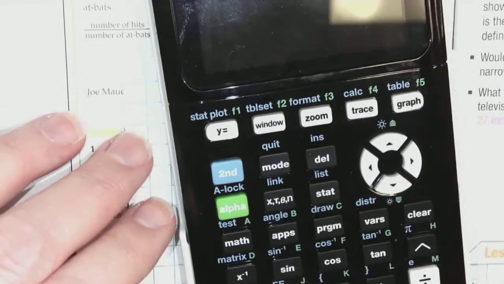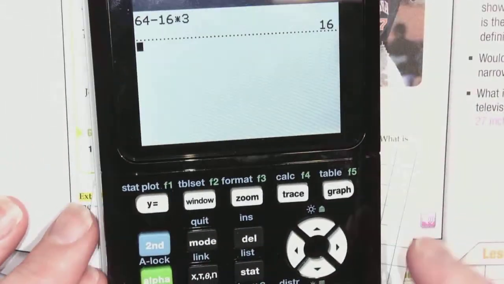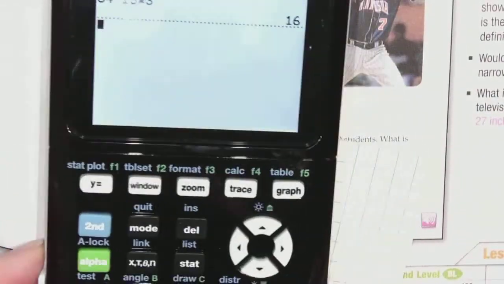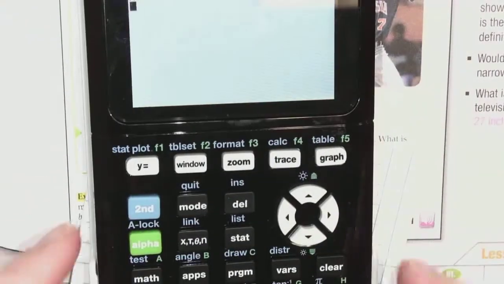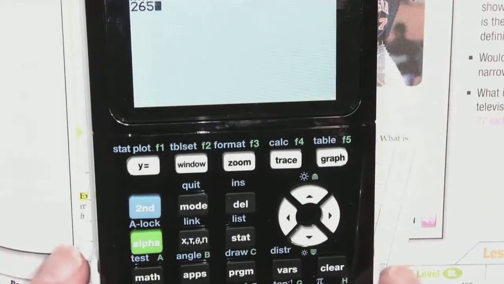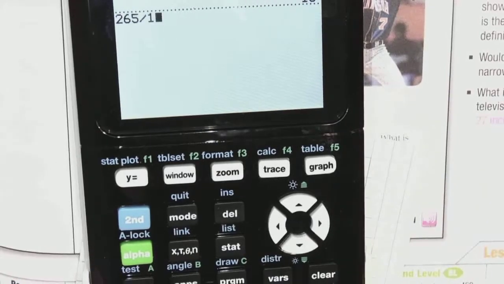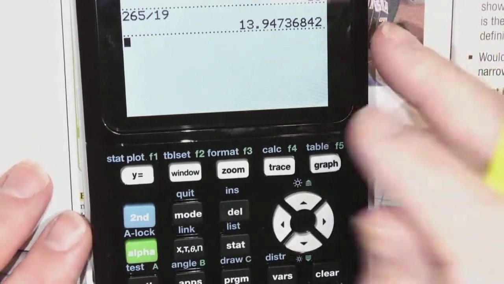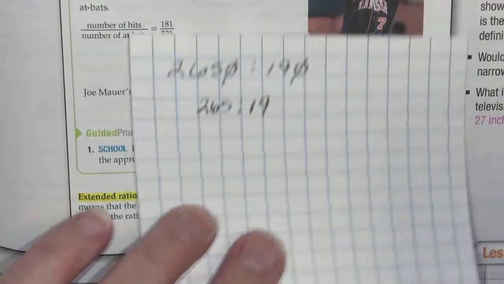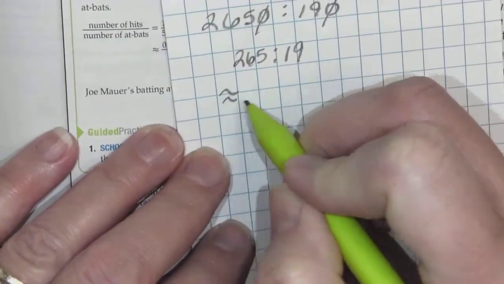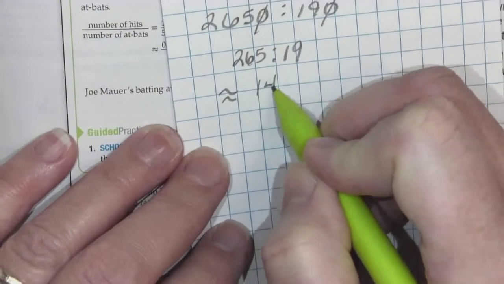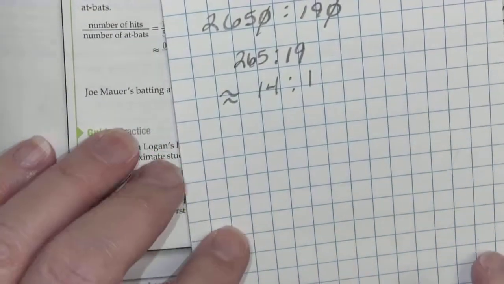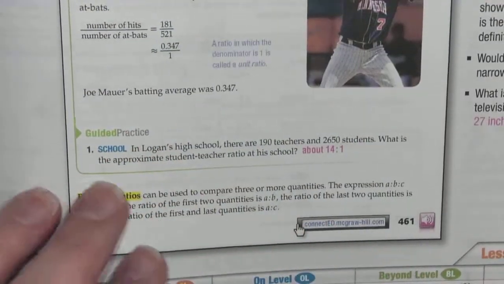I can do that. So if we turn on our handy-dandy little calculator and do 265 divided by 19, it's almost 14. So they just rounded it to 14. So they said approximately or about 14 to 1. Does everybody understand that? Okay, good.